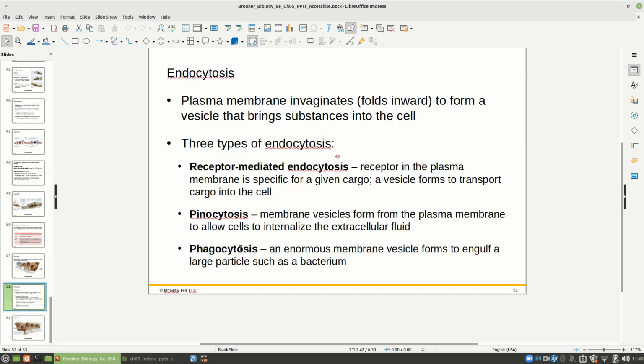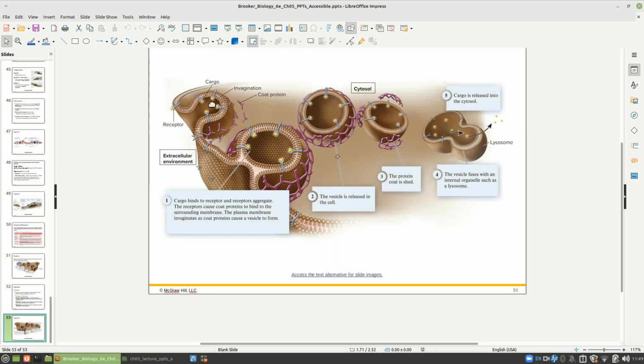All right, and you need to know these terms. Read about receptor-mediated endocytosis, pinocytosis, and phagocytosis. You'll need to know what all three of those types of endocytosis are. And realize these can be reversed, and instead of endo, there could be exo versions of these. So here we go.